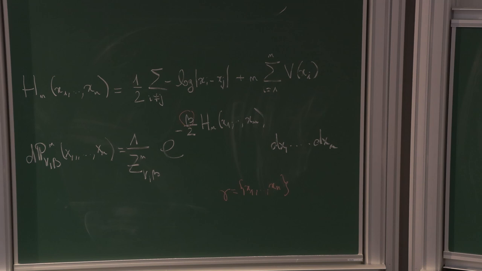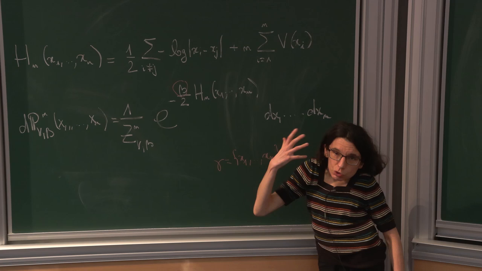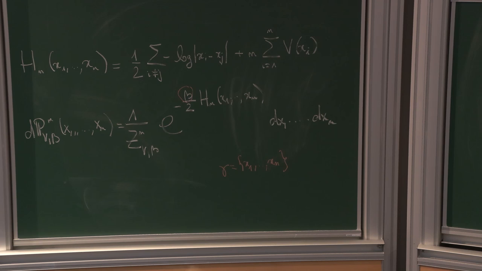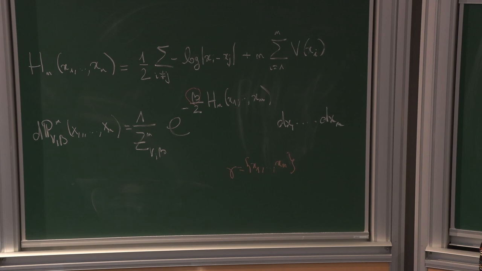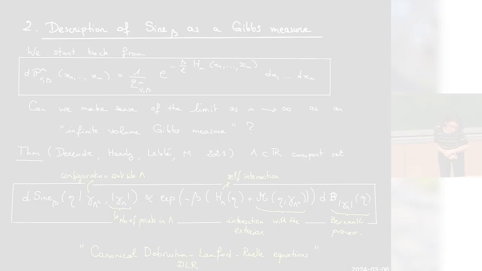Is it okay with the description of sine beta? So when we started this project, we said, okay, we are starting from a Gibbs measure and letting n go to infinity. So it should be possible to describe this sine beta as an infinite volume Gibbs measure in the sense of statistical mechanics. And this is what we tried to do. This was our motivation for this work. So can we make sense of this limit?